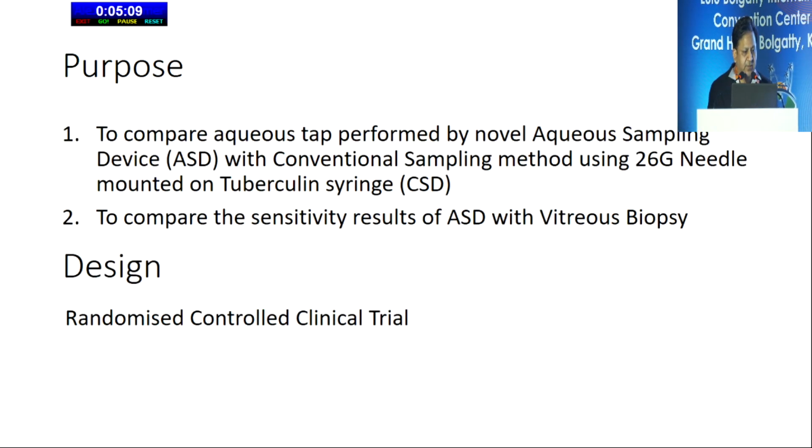So the purpose of the study was to compare an aqueous tap performed by this novel aqueous sampling device with the conventional sampling method using a 26 gauge needle mounted on a tuberculin syringe, and to compare the sensitivity results of this aqueous sampling device with a vitreous biopsy. The design was a randomized controlled clinical trial.